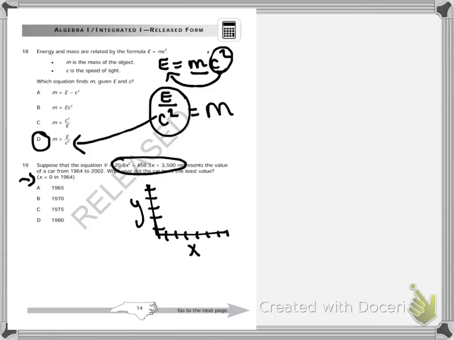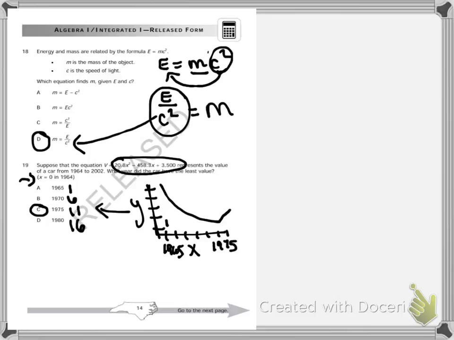Now you must remember, since x equals 0 in 1964, that makes 1965 1, 1970 6, 1975 11, and 1980 16. Now when you look at your graph, you're going to notice at the bottom that it's not saying 1965. You have to remember that 1965 is 1. So when the graph is lowest at whichever point, you will notice that that is the actual answer. For this particular problem, you'll notice that the lowest point is in 1975, which makes C the correct answer.